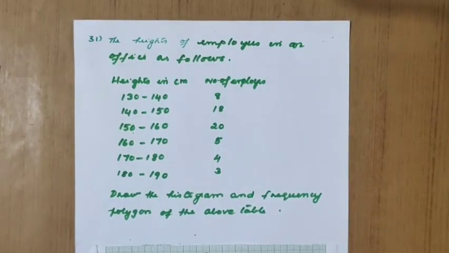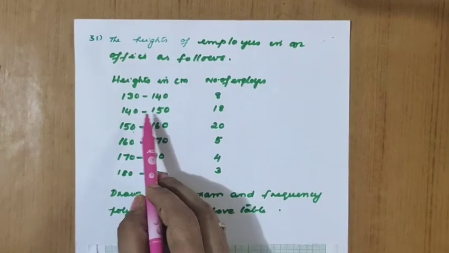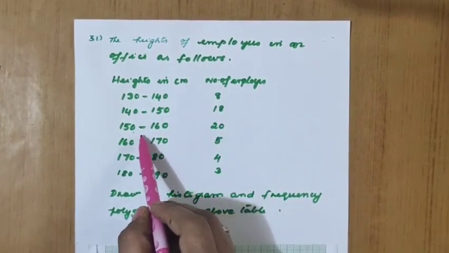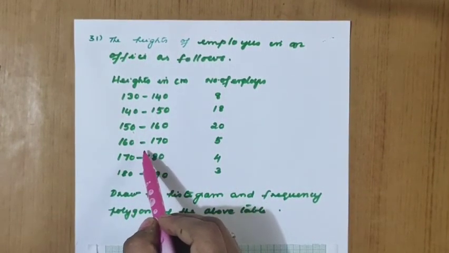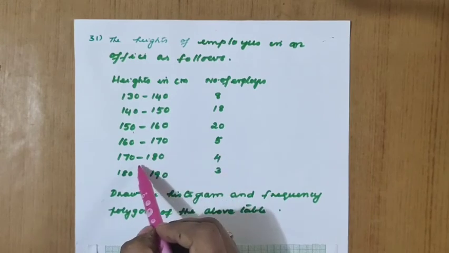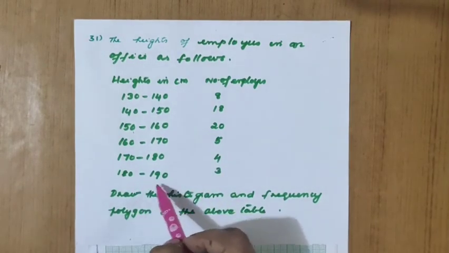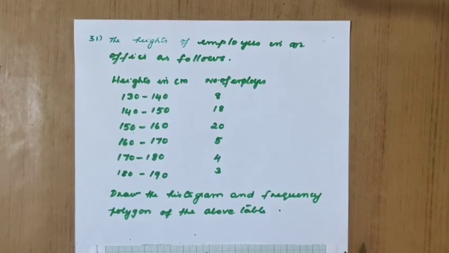Question number 31. The heights of the employees in an office are as follows. Heights in centimeters: 130 to 140, 8 employees are there; 140 to 150, 18 are there; 150 to 160, 20 are there; 160 to 170; 170 to 180 and 180 to 190. Draw the histogram and the frequency polygon of the above table.